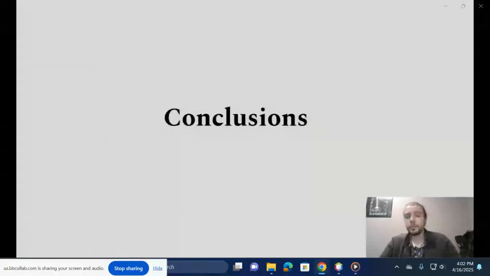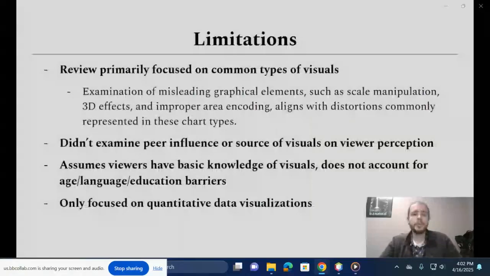Conclusions drawn from the paper. Here are the limitations that they specifically mentioned. I put these in because it covered a lot of my demerits of the paper. They basically focused on the most common types of visuals: bar plots, line plots, pie charts. So what they considered a misleading graphical element was greatly influenced by that.